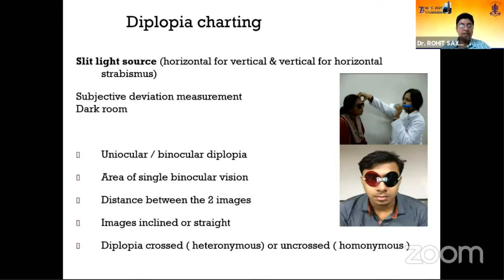Diplopia charting and pattern of the diplopia helps us to understand the cause of the strabismus or the deviation. And you need to do, of course, first whether the diplopia is uniocular or binocular, you need to fix the area of single binocular vision. You see where the distance between the images is maximum. And very important, use a slit source for measuring diplopia, because you need to identify whether the images are inclined or straight. The moment the images are inclined or the patient complains of even slight inclined or torsional diplopia, you're considering cyclovertical muscles as the cause.